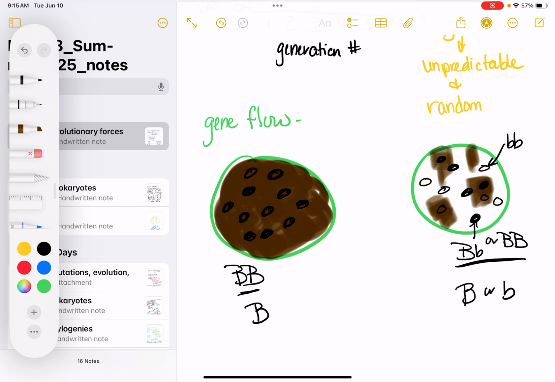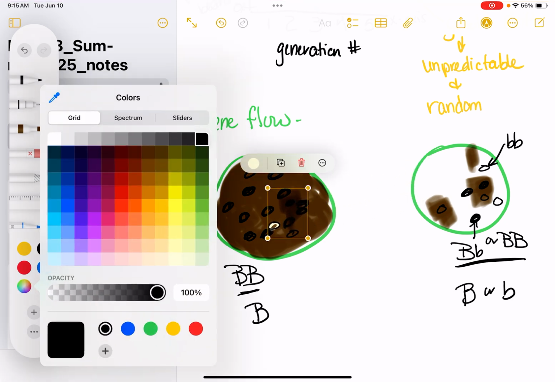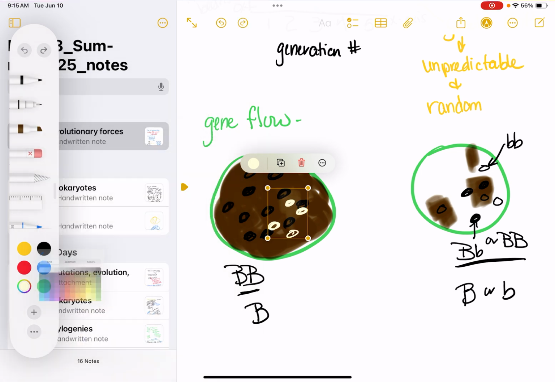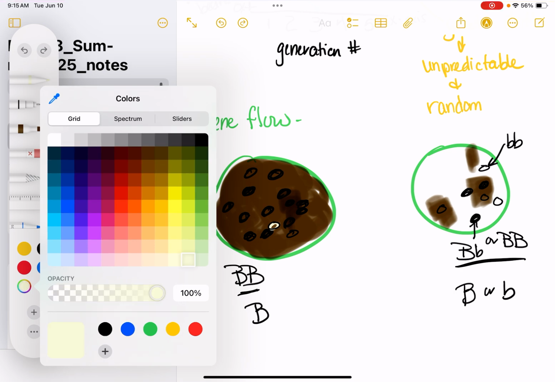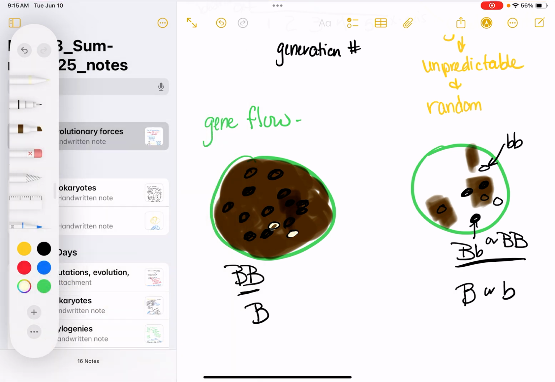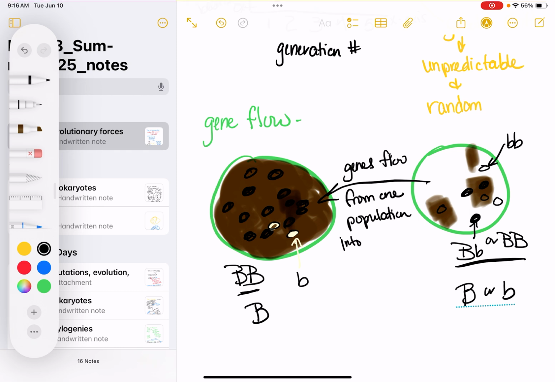So if we just take a few of these individuals here from this population, and they, for whatever reason, fly over here, now we've suddenly introduced, I should do that white one in a different color. Suddenly we have this little b allele now in our population as well. So little b is now in the population. When some individuals go from one population to another, this is when genes flow from one population into another population.